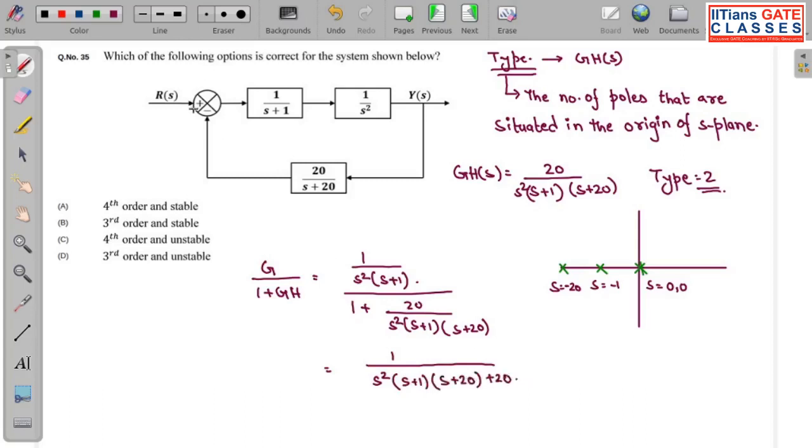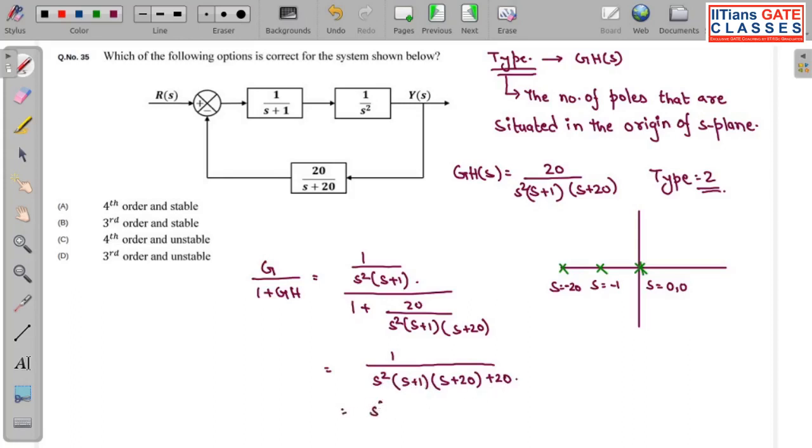So the order of the system is what? It is the highest power of S in the characteristic equation, or I can say it is the number of poles in the closed loop system. So the number of poles I can directly tell from the maximum order of S here, which will be S to the power 4. So this will be a fourth order system, because if I expand this, what will it be?